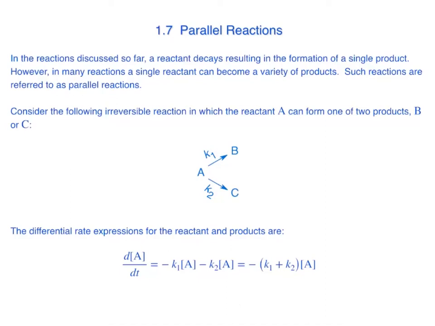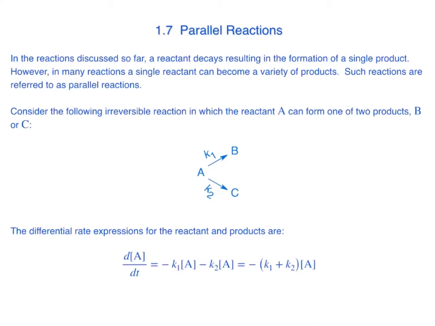In this video, we're going to cover section 1.7 on parallel reactions. In the reactions discussed so far, a reactant decays resulting in the formation of a single product. However, in many reactions, a single reactant can become a variety of products. Such reactions are referred to as parallel reactions.